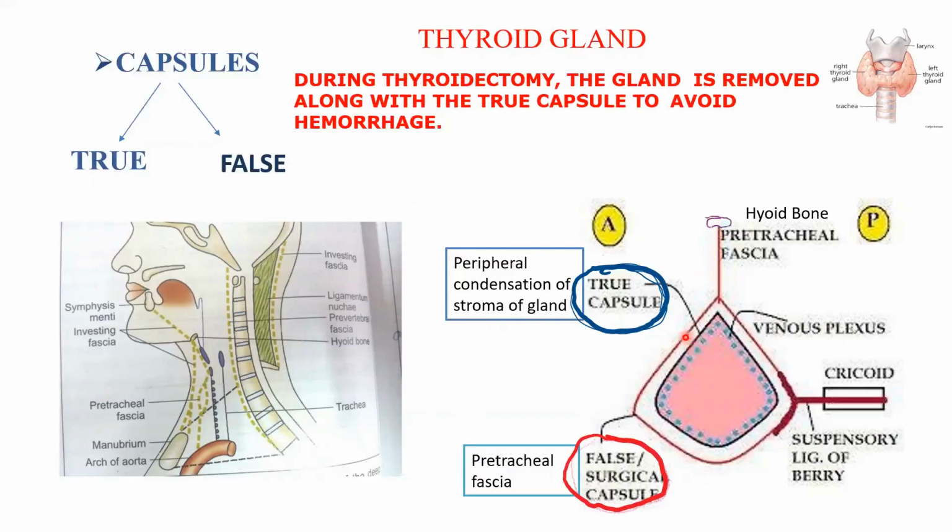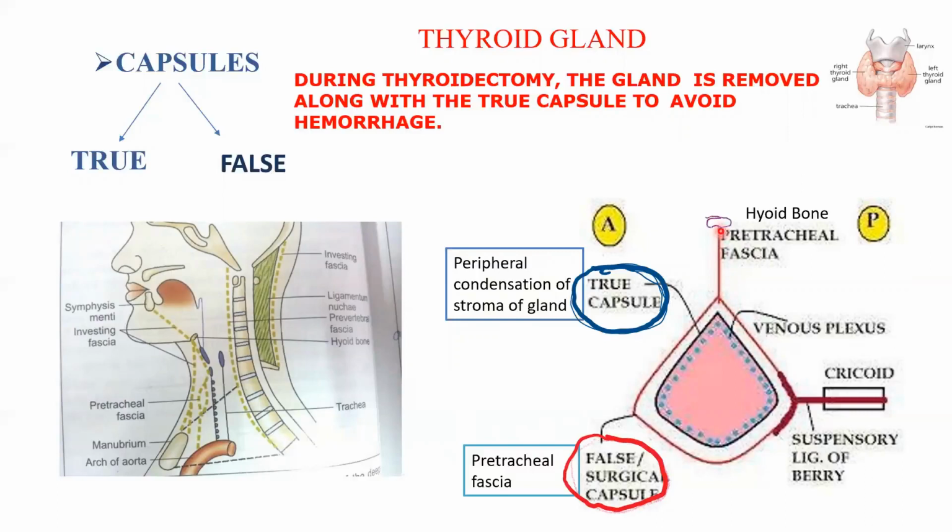The outer layer of capsule is the false or surgical capsule, as it is derived from the thickening or condensation of the deep cervical fascia, specifically the pretracheal layer of the deep cervical fascia. This pretracheal layer surrounds the gland as the false capsule, and it is also thickened medially as the suspensory ligament of Berry. This suspensory ligament attaches the thyroid gland to the cricoid cartilage. If we trace this layer of pretracheal fascia superiorly, it is attached to the hyoid bone.